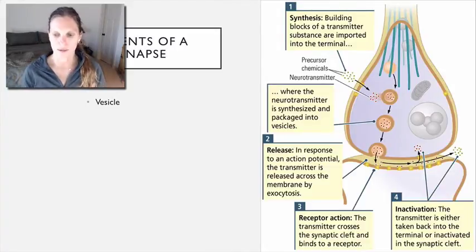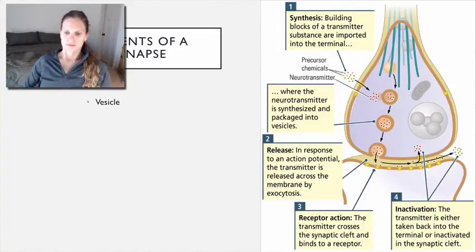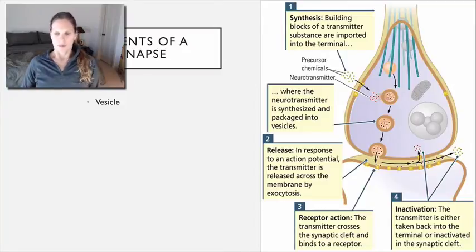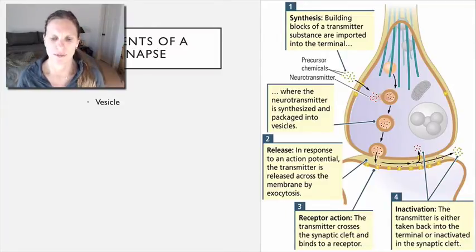If I remember, for acetylcholine there's something like 30,000 vesicles, each with 5,000 molecules of acetylcholine, or some ridiculously large number of neurotransmitter sitting in the terminal portion of the axon. So there's a lot of neurotransmitter available. Under normal conditions, we're not going to run out. First we synthesize it, then we store it in a vesicle.